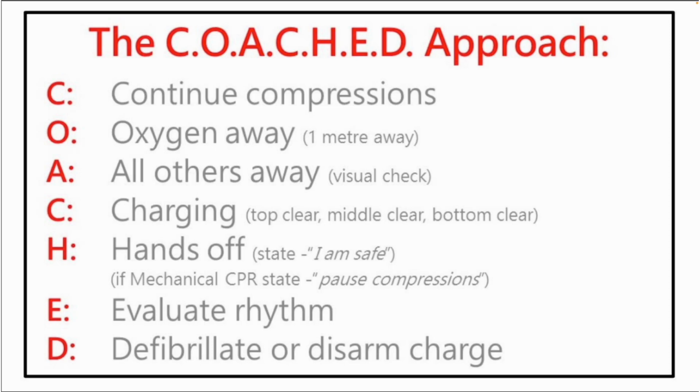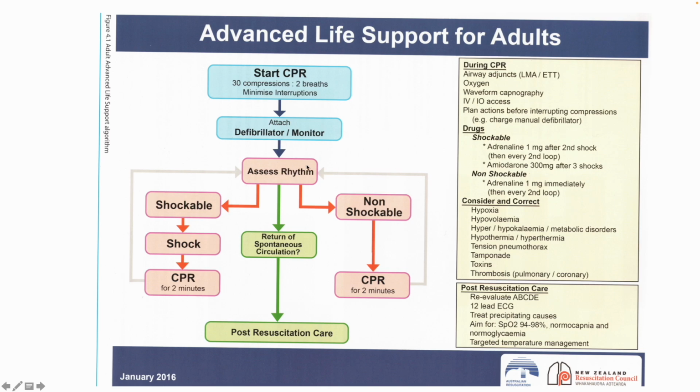And then you evaluate the rhythm to see if it's shockable or non-shockable, and then you defibrillate or disarm depending on that. So looking at assessing the rhythm, those that are shockable are VF and pulseless VT, and the rest are non-shockable.